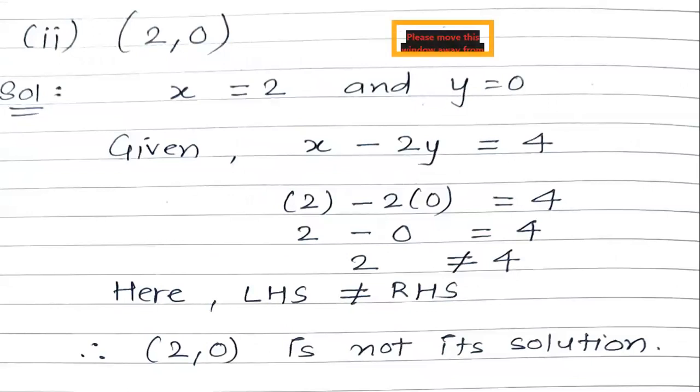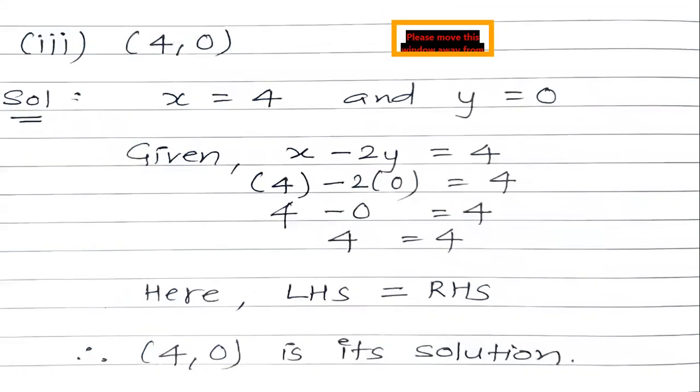Let me try with the next number, which has been mentioned, 2 comma 0. That means x is equal to 2 and y is equal to 0. I'll do the same thing, replace the value of x by 2 and y by 0 and see if my LHS and RHS are equal. As you could see over here, in this case too, LHS is 2, RHS is 4, which is not equal. Hence, I will conclude that 2 comma 0 is also not the solution for the given equation.